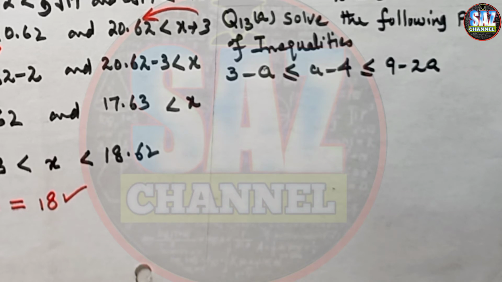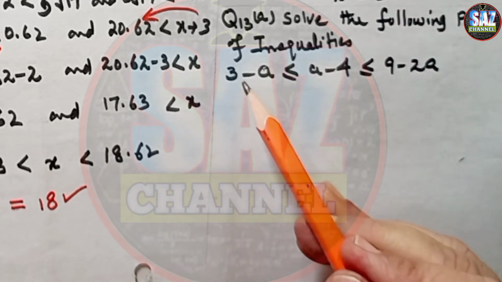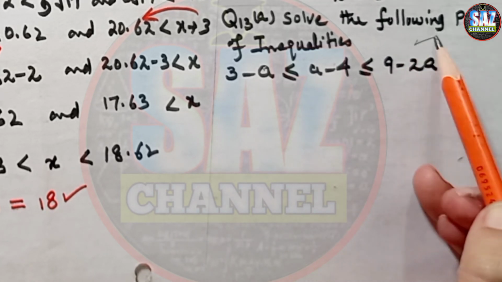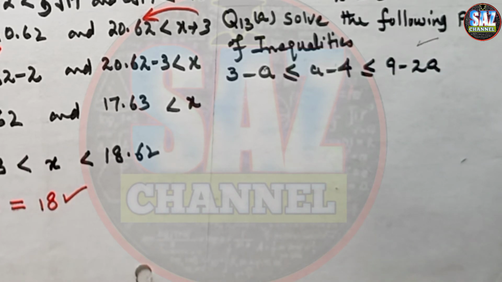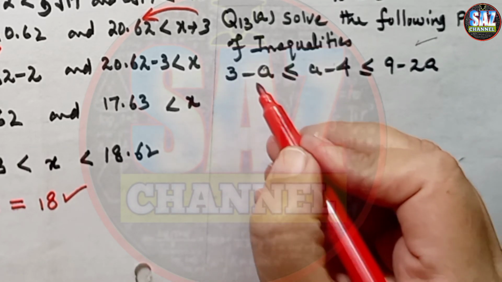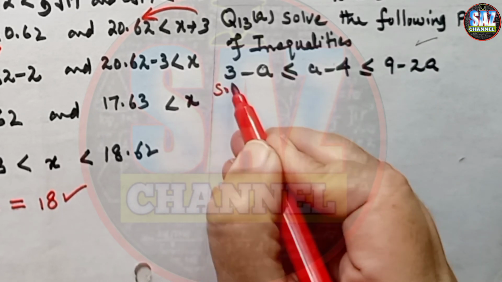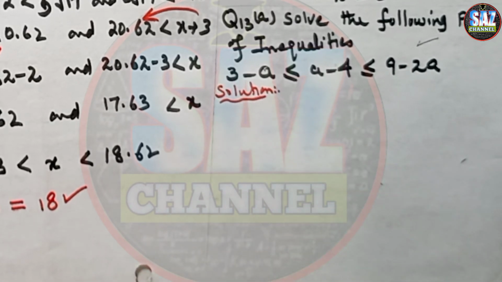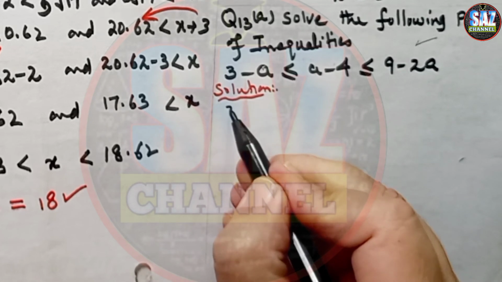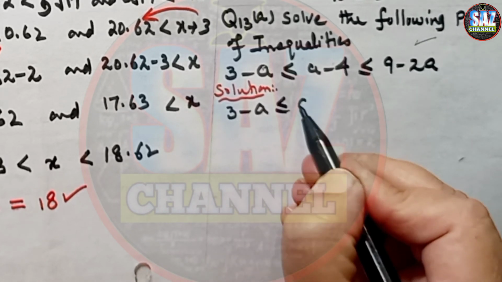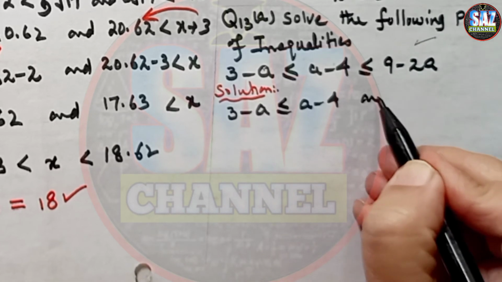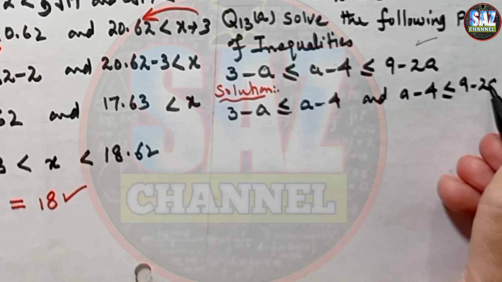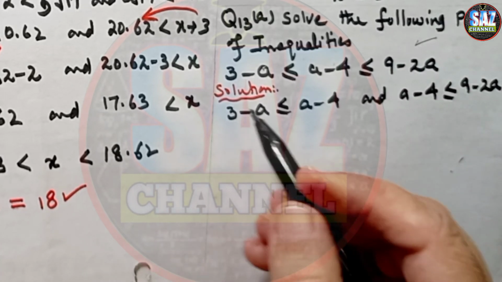The next question says, solve each of the following inequalities. 3 minus a is less than or equal to a minus 4, which is less than or equal to 9 minus 2a. First of all, decompose and write the inequality in two parts. So 3 minus a is less than or equal to a minus 4, and a minus 4 is less than or equal to 9 minus 2a. Now I have to solve each part separately.